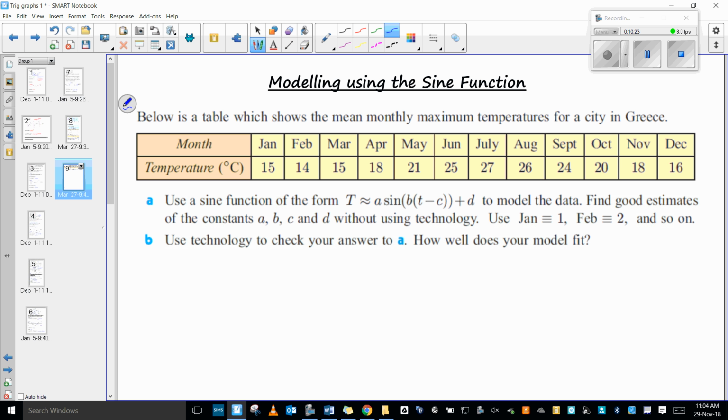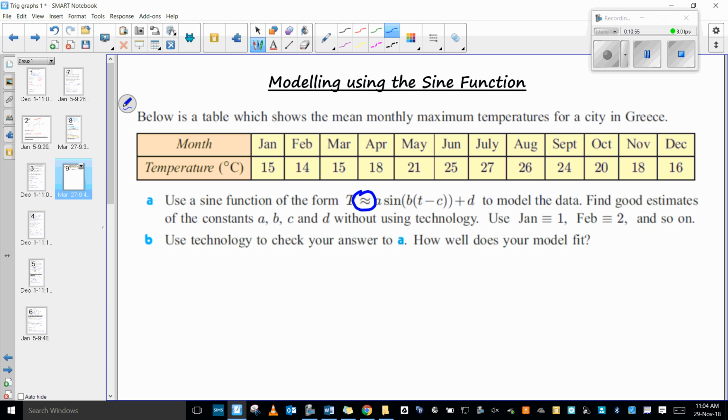And so, modelling using the sine function. Below is a table which shows the mean monthly maximum temperatures for a city of Greece. So we've got January, February, March, April, May, there. Using a sine function of the form T is a... we use this because this is going to be a model for it, so it's definitely not going to be exact. It's approximately going to look like this. Find good estimates of the constants A, B, C and D without using technology.